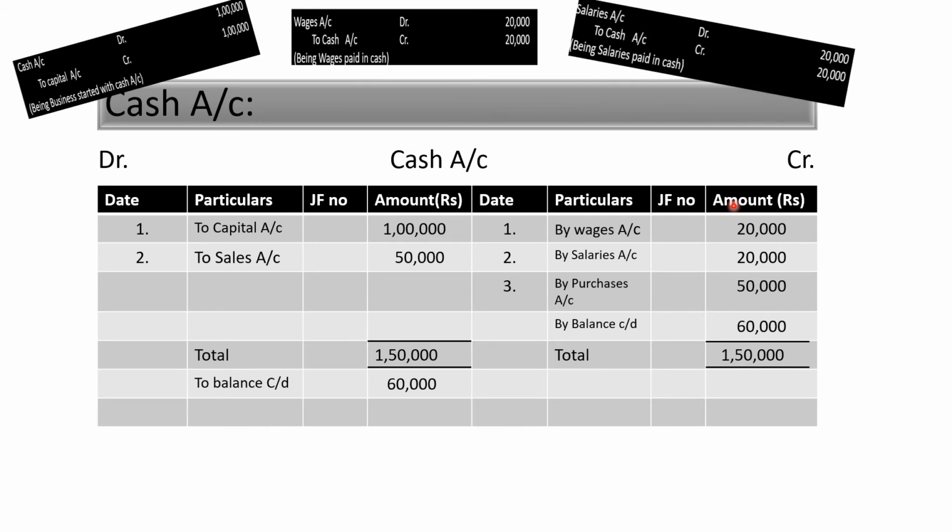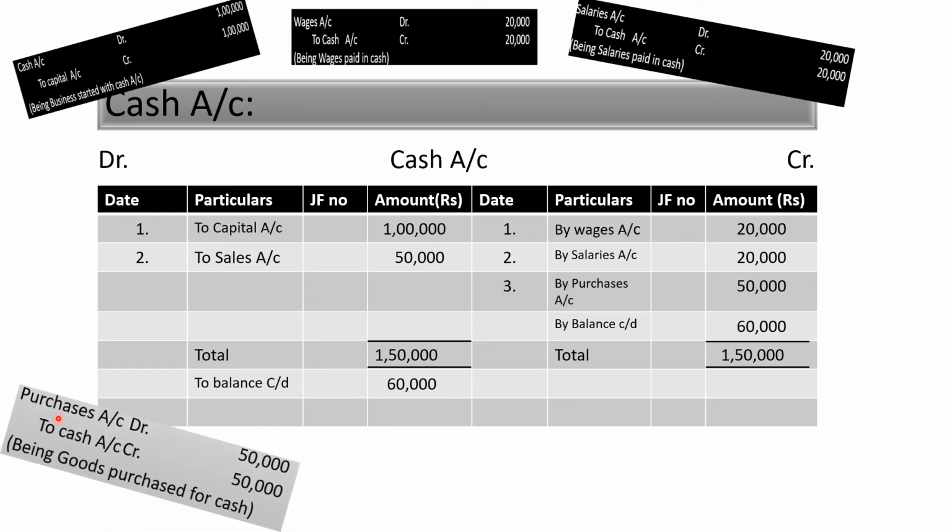And now we'll see the third one. Salaries account debit 20,000 to cash account credit 20,000. So what are you preparing now? Cash account you are preparing. So go to cash account credit side. Yes, we went to cash account credit side. What we need to write? We need to write salaries account debit 20,000. Yes, that is what we have done here. Then our entry is correct.